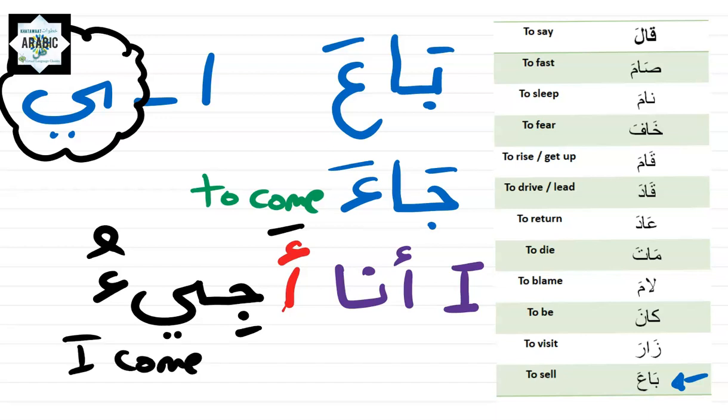All the other verbs would have the exact same conjugation, meaning that the alif would change to ya. Here, let's look at a few examples on how we're going to conjugate جاء.